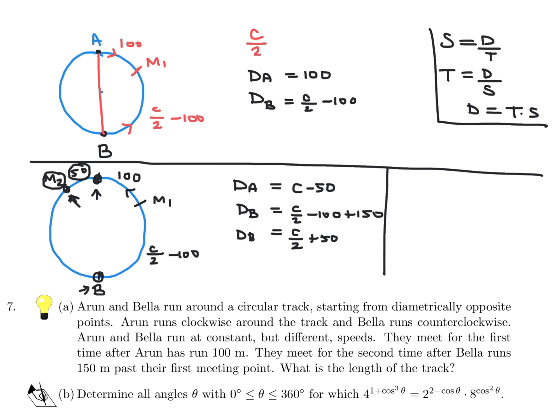Okay, so here we go. We're going to need two sets of equations. For the first one, the times are equal when they meet, so we're going to have to use that equation. The time for Arun is going to be the same as the time for Bella. So that's going to be dA over SA, and that's going to be dB over SB.